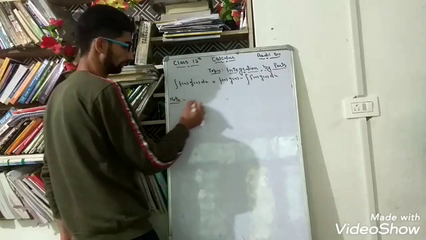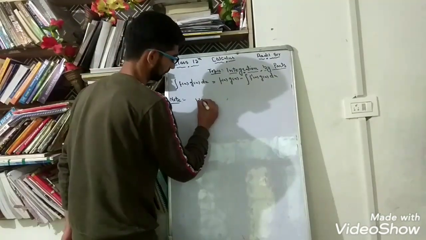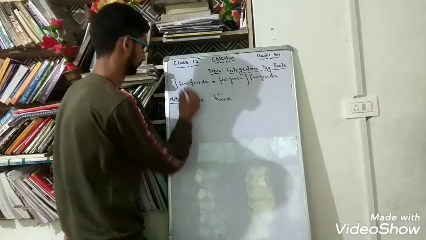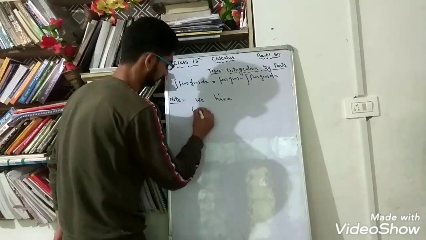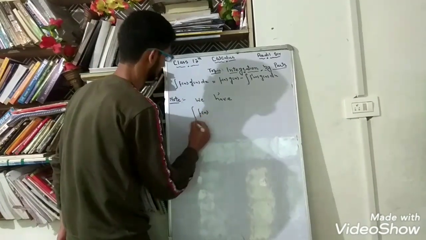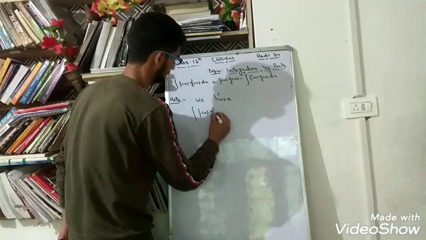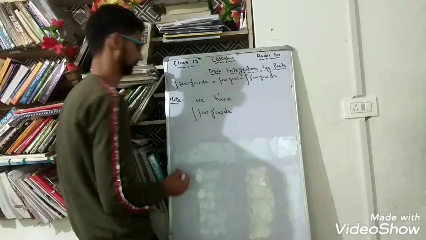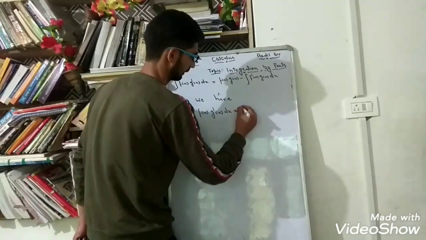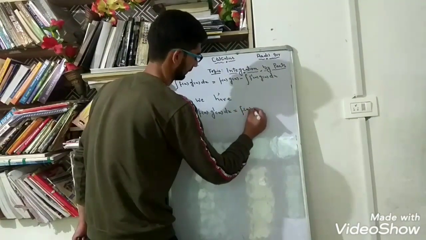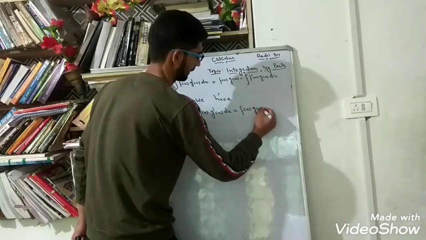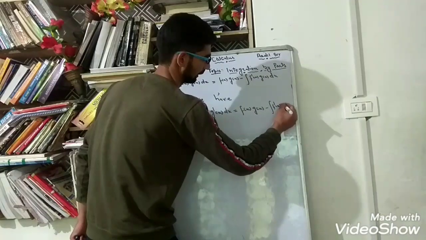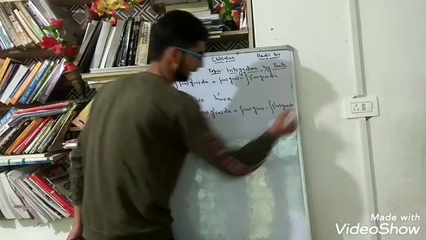What will you write in the note, beta? We have this integral f of x g dash of x dx is equal to f of x g of x minus integral of f dash of x g of x dx. This is our integral.